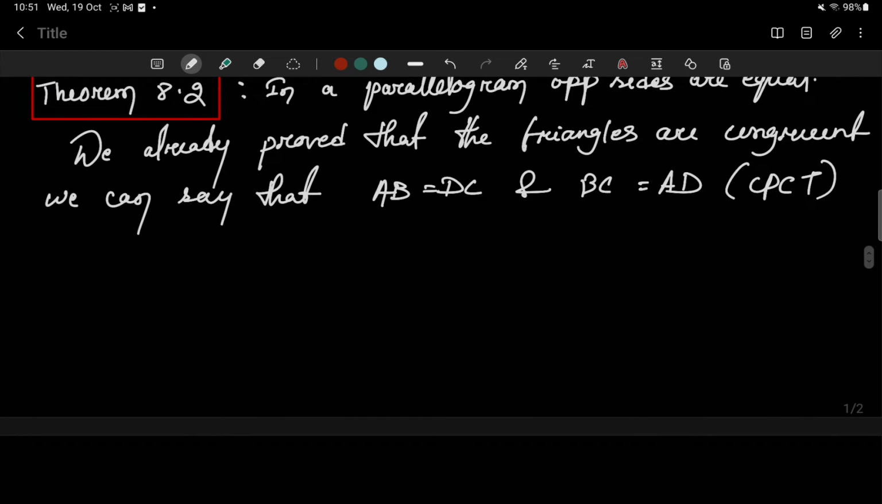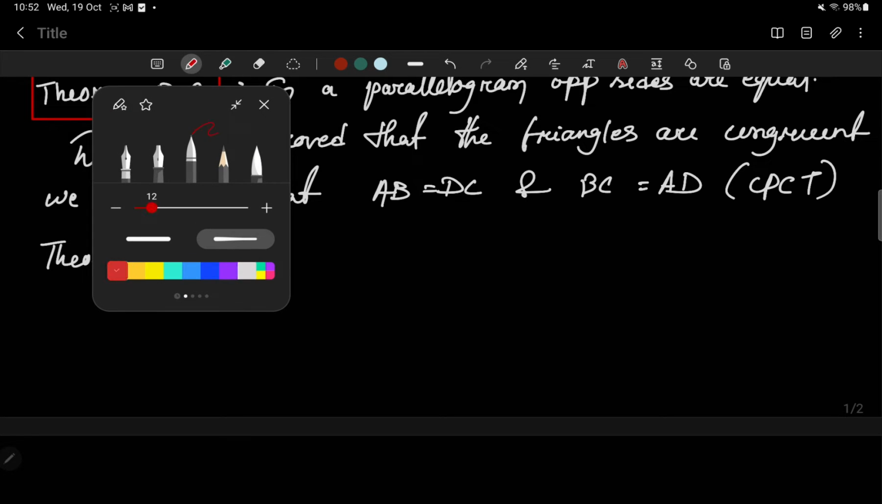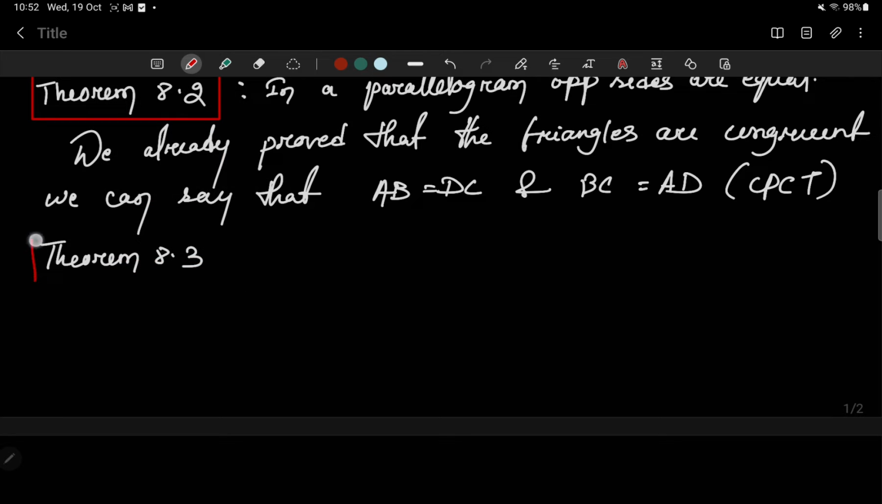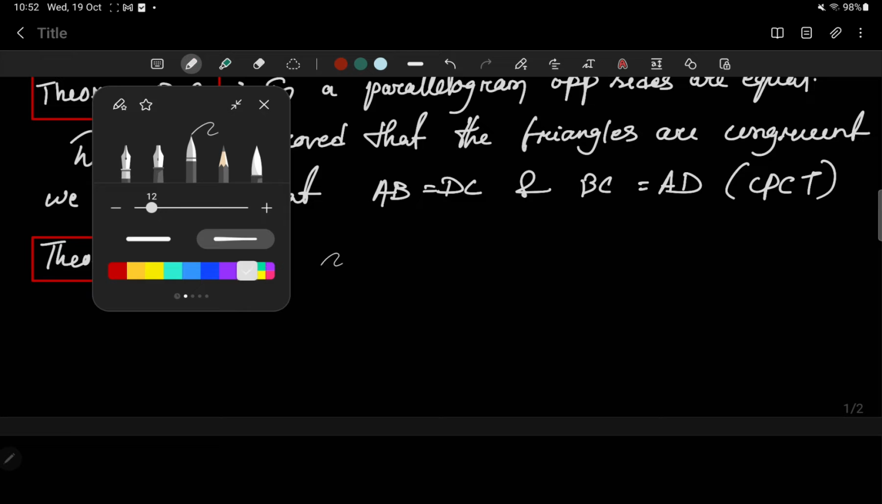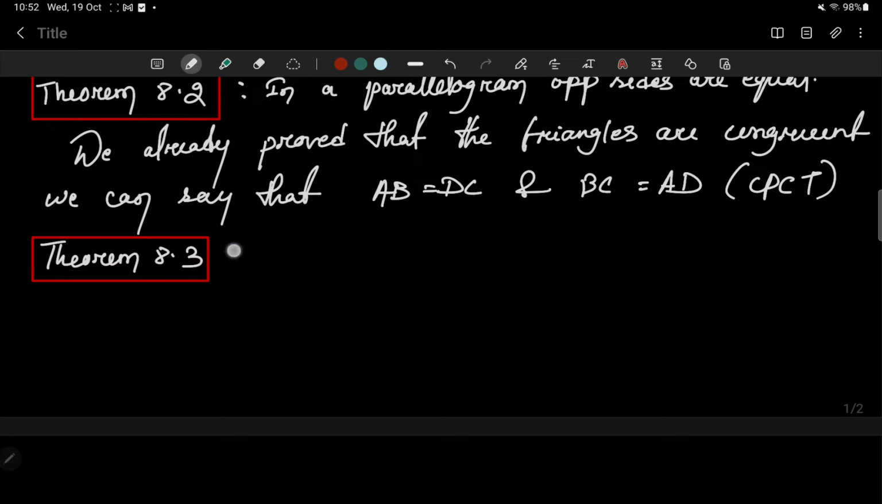Then this is theorem 8.2. Then comes theorem 8.3. See, these theorems are very important. Maybe a proof will come, or maybe you need to apply it in questions. Application in questions we will do after the completion of this part. I'll do another video for the exercises, and also I'll give you some homework for this.